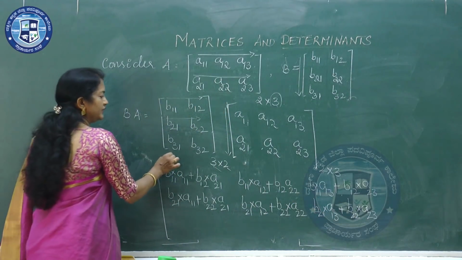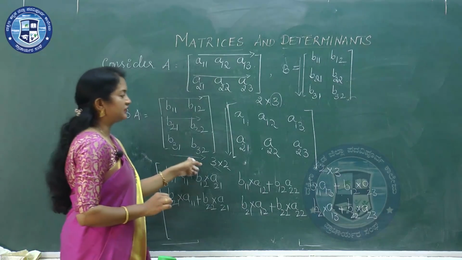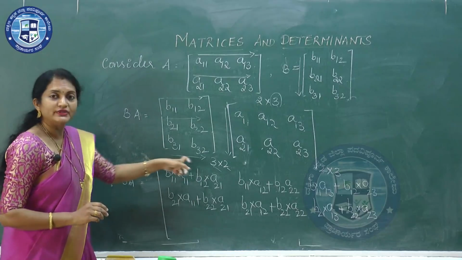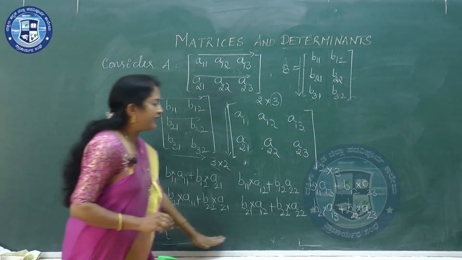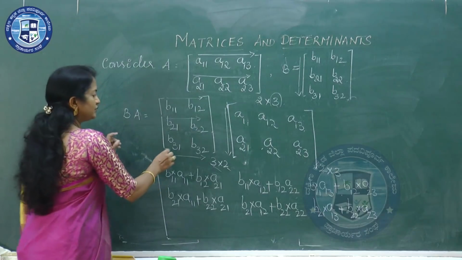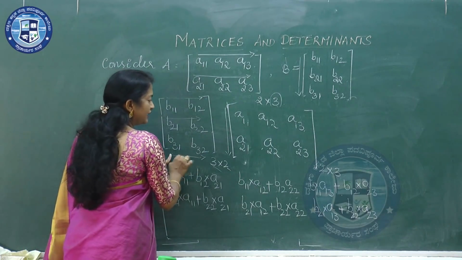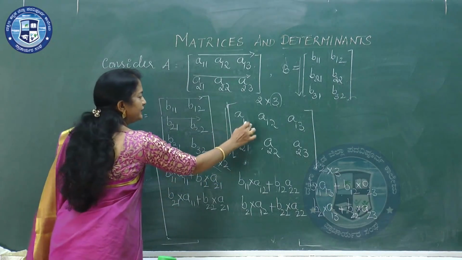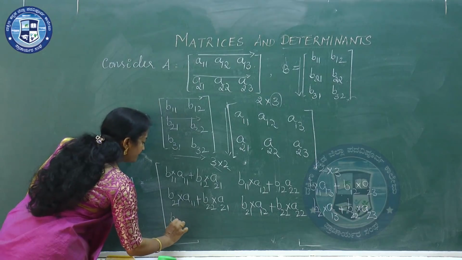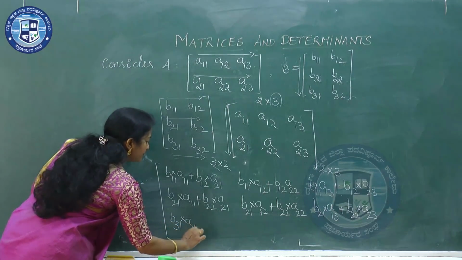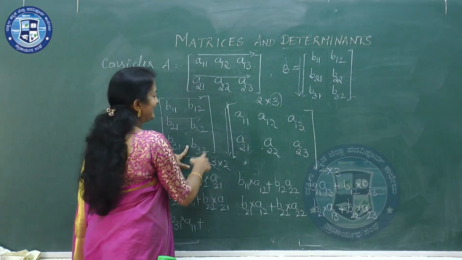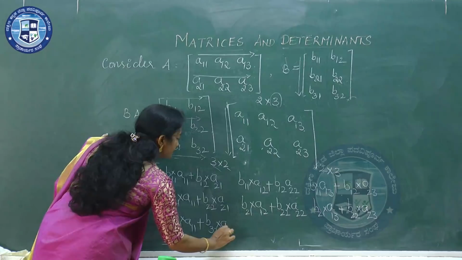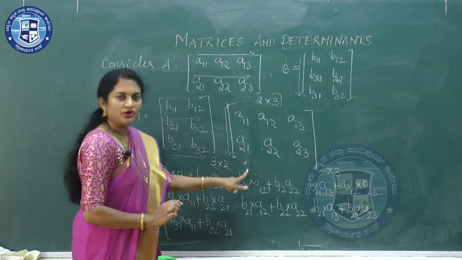Now we will be doing the multiplication of the third row with all the three columns. So when you are choosing the third row, the elements we are getting are in the third row. Third row and first column we are selecting now. So B31 into A11 plus B32 into A21. So first column is over.